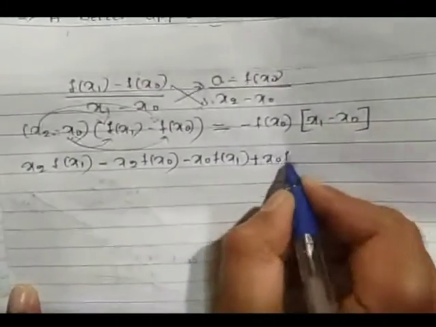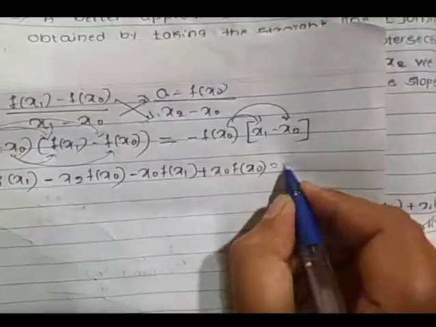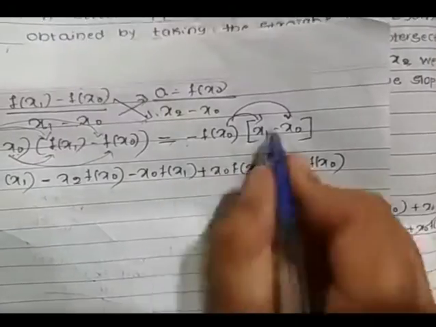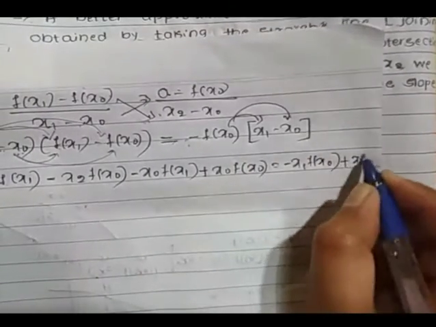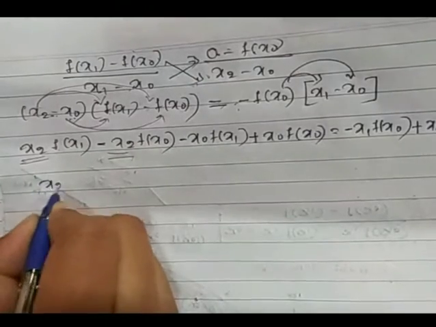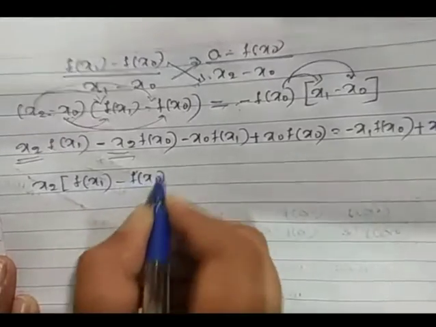Minus into minus, plus x naught into f of x naught, which is equal to, similarly open this bracket, that is minus into plus minus x1 f of x naught, minus into minus plus x naught f of x naught. Then next you can observe here, in these two starting terms x2 is common. So take x2 common outside. So what is remaining? f of x1 minus f of x naught.